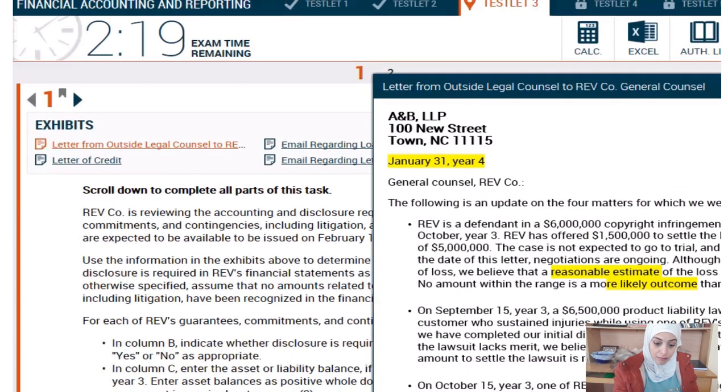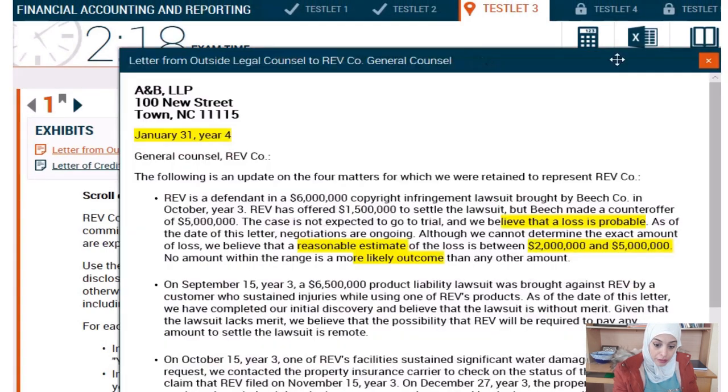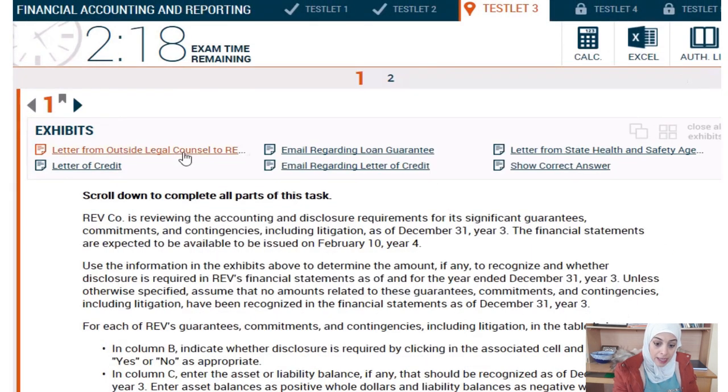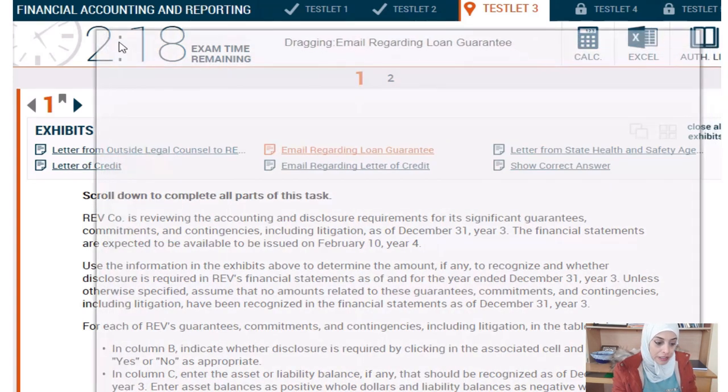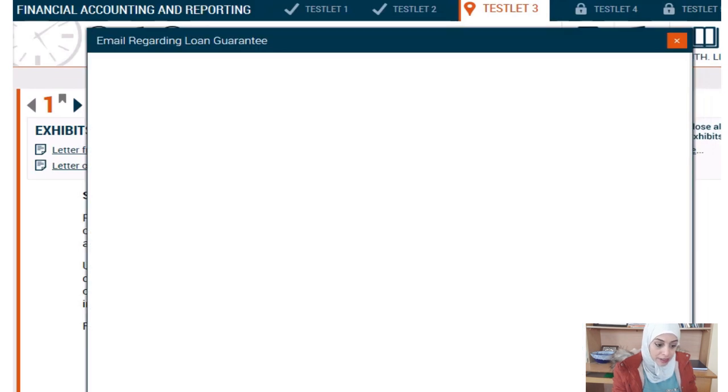Loan guarantee. So we're going to look for anything that talks about loan guarantee in the exhibits to determine whether it should be disclosed and a liability should be recorded or not. So there's an email regarding loan guarantee. Let's open this email quickly and see what it says.